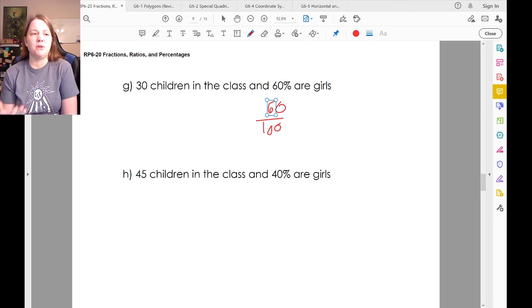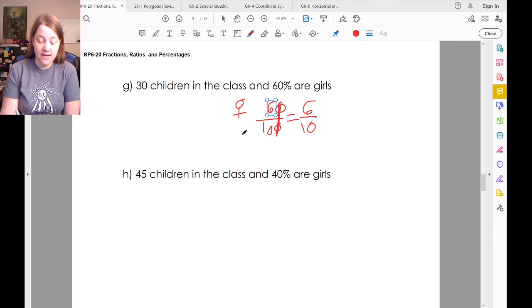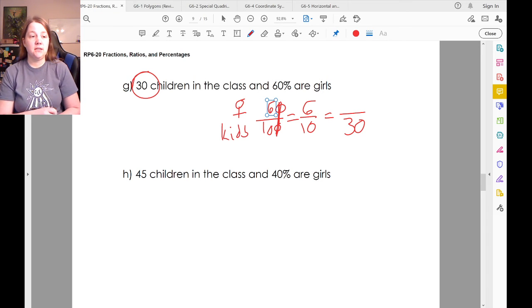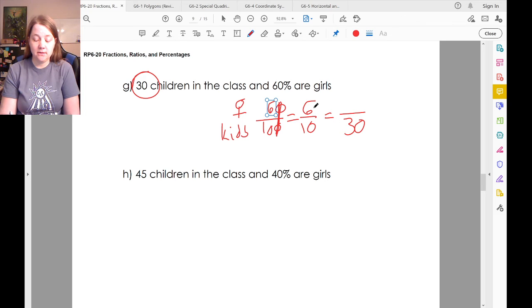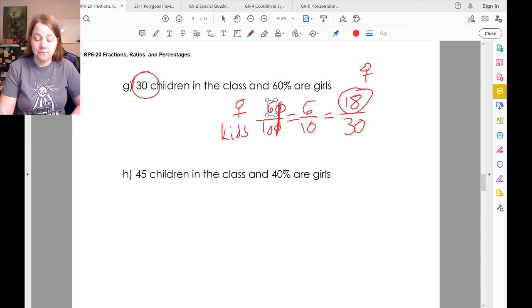But that's a big number, and I don't want to deal with that big number. So I'm going to simplify it. It's going to become 6/10. That looks easier. So I know that there are 6 girls for every 10 kids. But what if there are 30 kids? Well, if there are 30 kids, 10 times 3 is 30, 6 times 3 is 18. So 18 of them are girls.